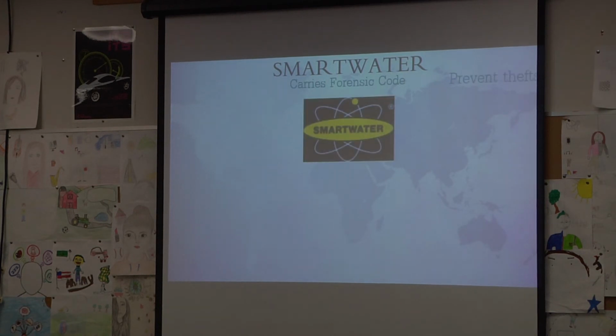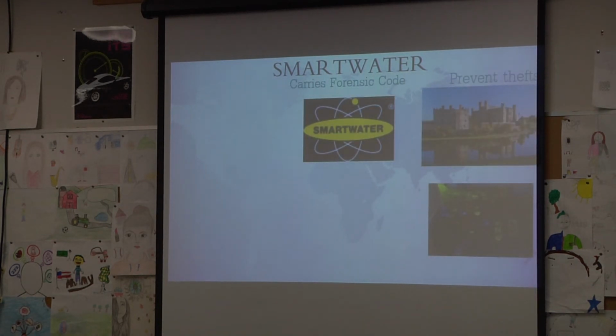So what it does is it prevents theft. It's an odorless and colorless chemical deterrent, which carries its own special forensic code. When you purchase SmartWater and put it on something, the forensic analysis is unique to your purchase. It's unique to you and to your location, which makes things easy to give back to people after they have been stolen. It also shows up under a black light.